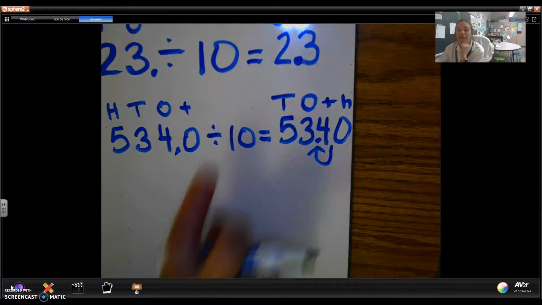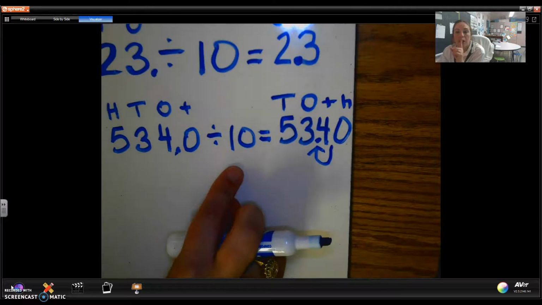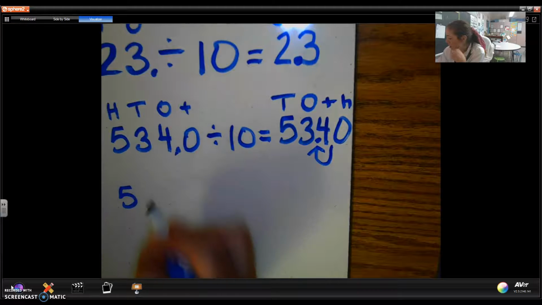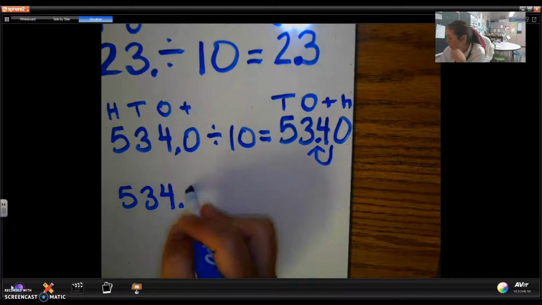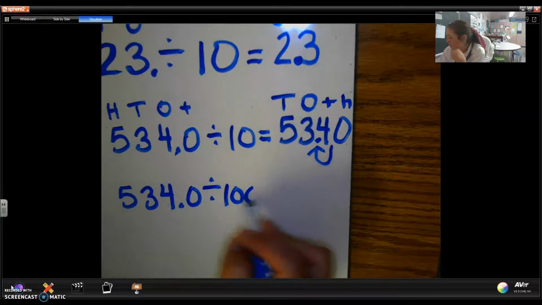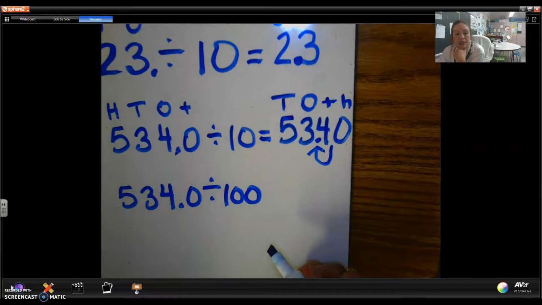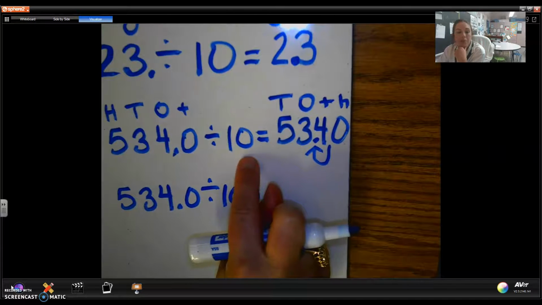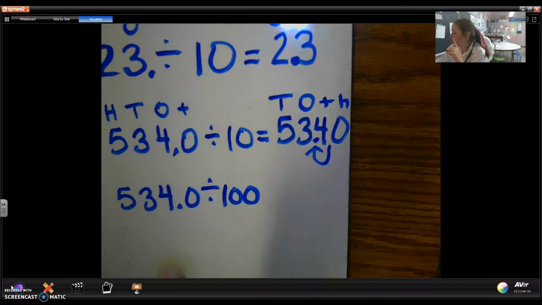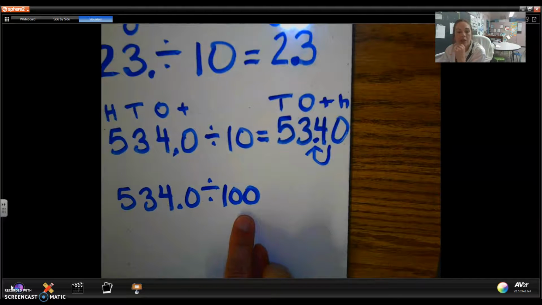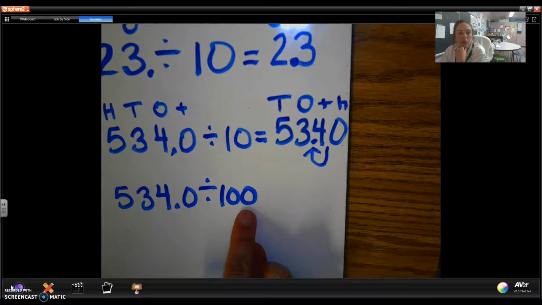Now, if we divide by 10 and everything moves down one place value, what do you think happens when we divide by 100? Our zeros give us the clue. When we divided by 10, we moved one place value. What do you think happens when we divide by 100? If you said we moved 2 place values, you're right. One big clue are the 2 zeros in 100. That tells us how many place values we move.